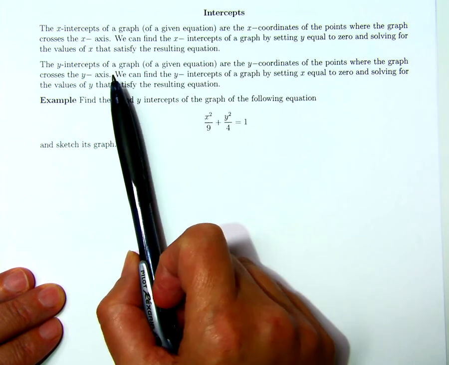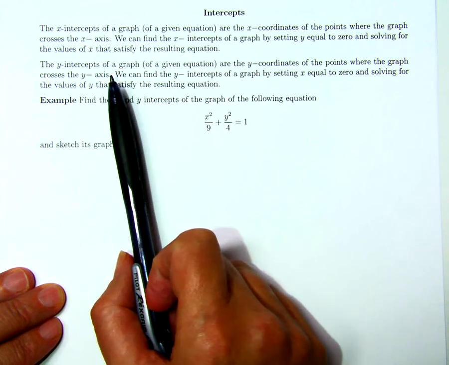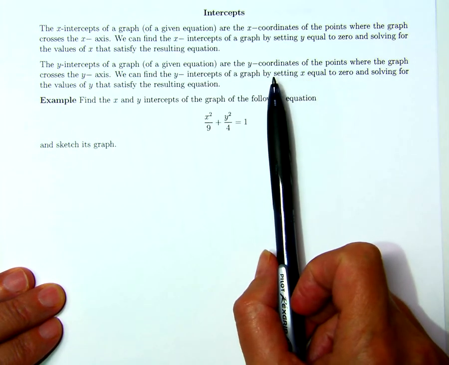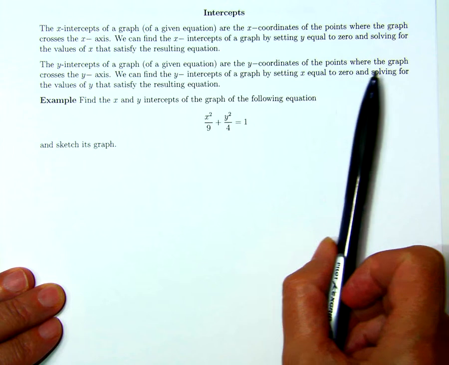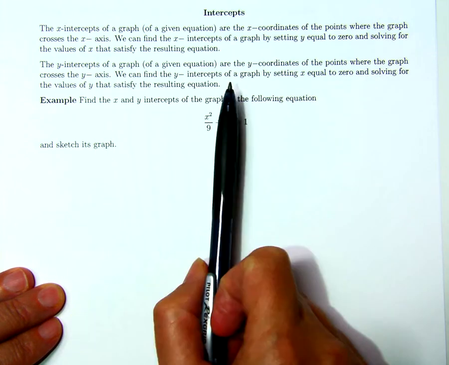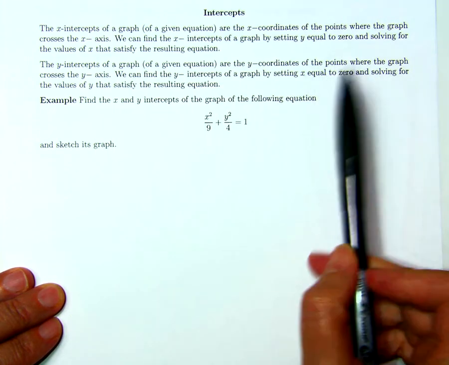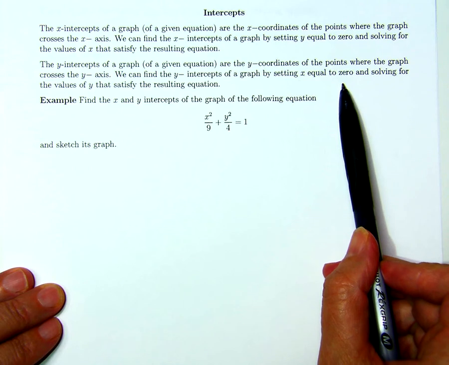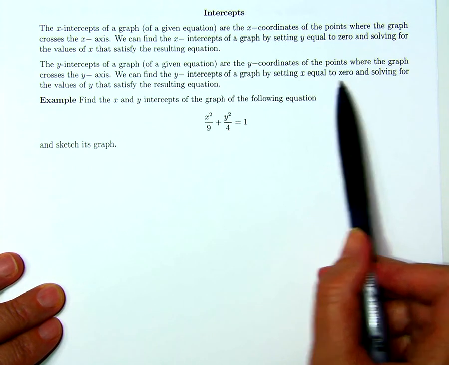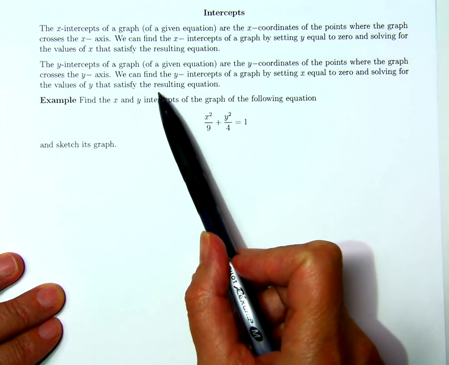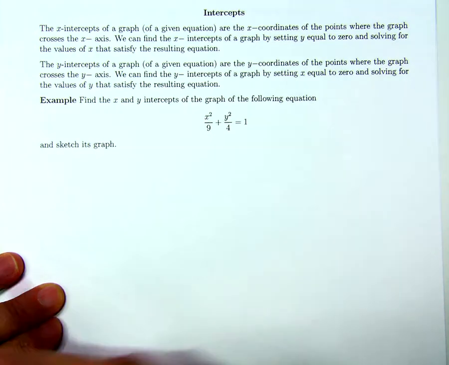And we can do the same thing for the y-intercepts. These are the y-coordinates of the points where the graph crosses the y-axis. And to find these, we set x equal to 0 in the equation, and then solve for the values of y that give us a solution to the equation.